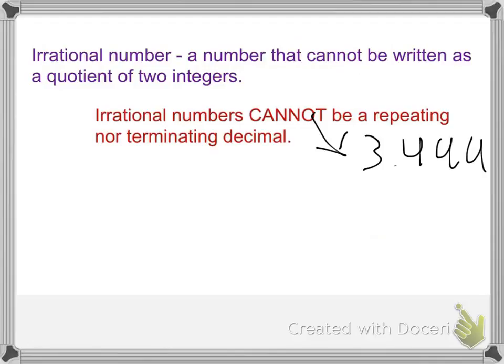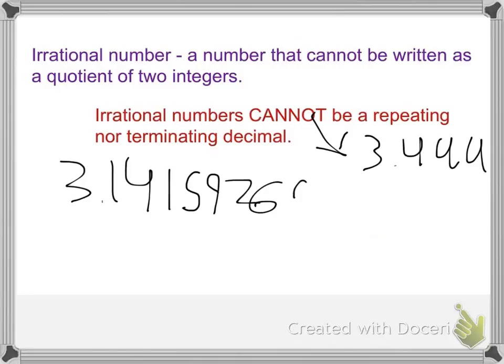An example of an irrational number is pi. Pi is 3.14159265535. There's no repeating throughout this. So this is an irrational number, and it goes on forever. It doesn't just stop right there. Just goes on forever and ever.